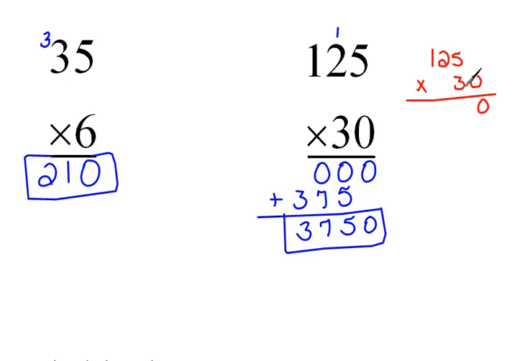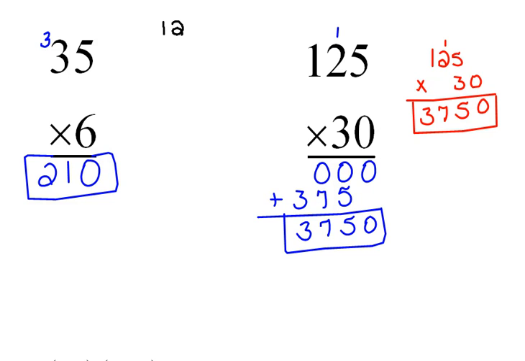So 5 times 3 would be 15. We'll carry our 1. 3 times 2 would be 6, plus 1 would be 7. And 3 times 1 would be 3. That's a shortcut for multiplying with powers of 10, and it will always work. Even if you were multiplying by 300.